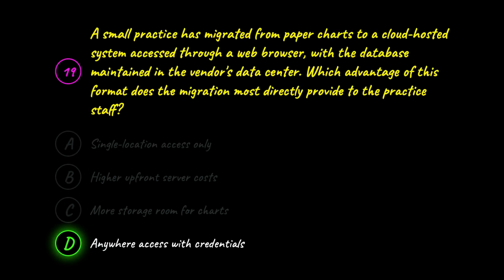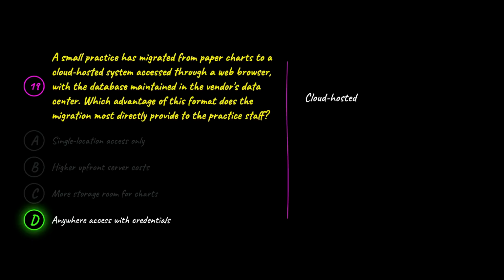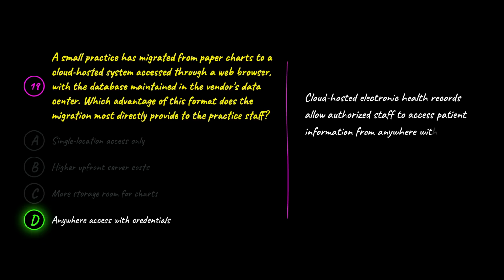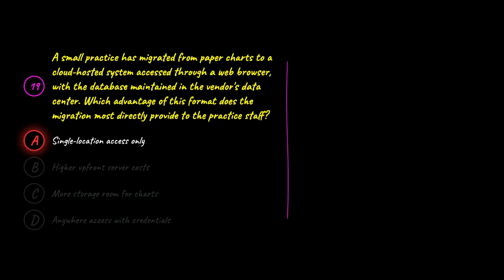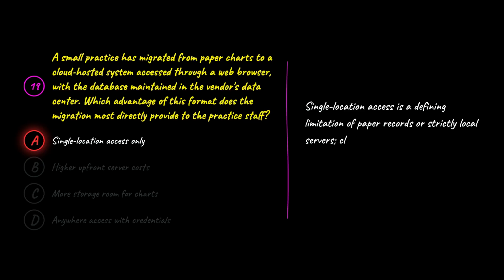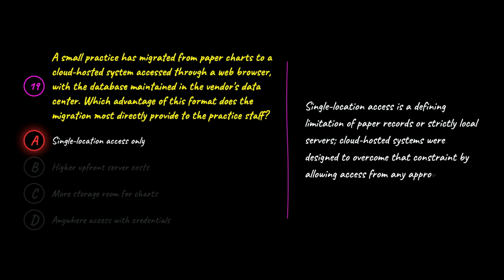The correct answer is D. Anywhere access with credentials. D is correct because cloud-hosted electronic health records allow authorized staff to access patient information from anywhere with valid credentials and a stable connection, which is one of the major advantages over paper or locally hosted systems. A is wrong because single location access is a defining limitation of paper records or strictly local servers. Cloud-hosted systems were designed to overcome that constraint by allowing access from any approved device with credentials.